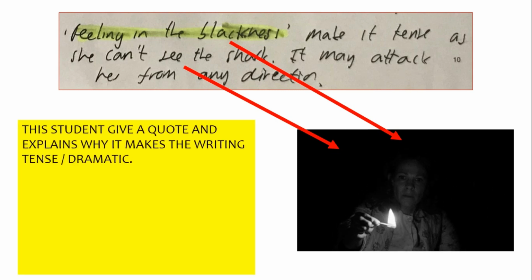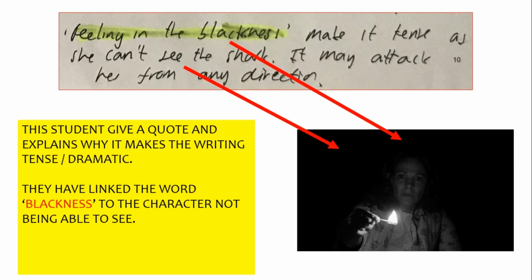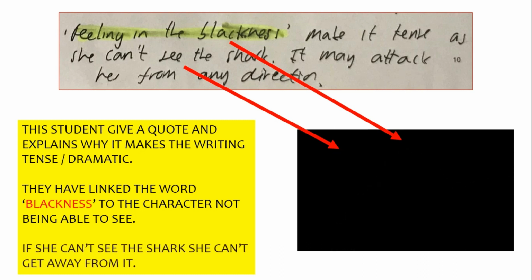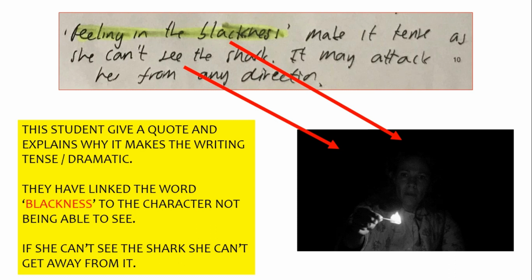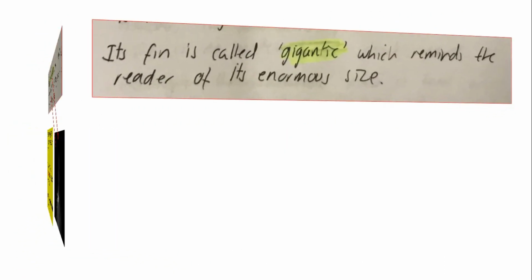So again, the student gives a quote and explains why it's tense and dramatic. They link the word blackness to the character not being able to see the shark. If she can't see the shark, she can't get away from it.